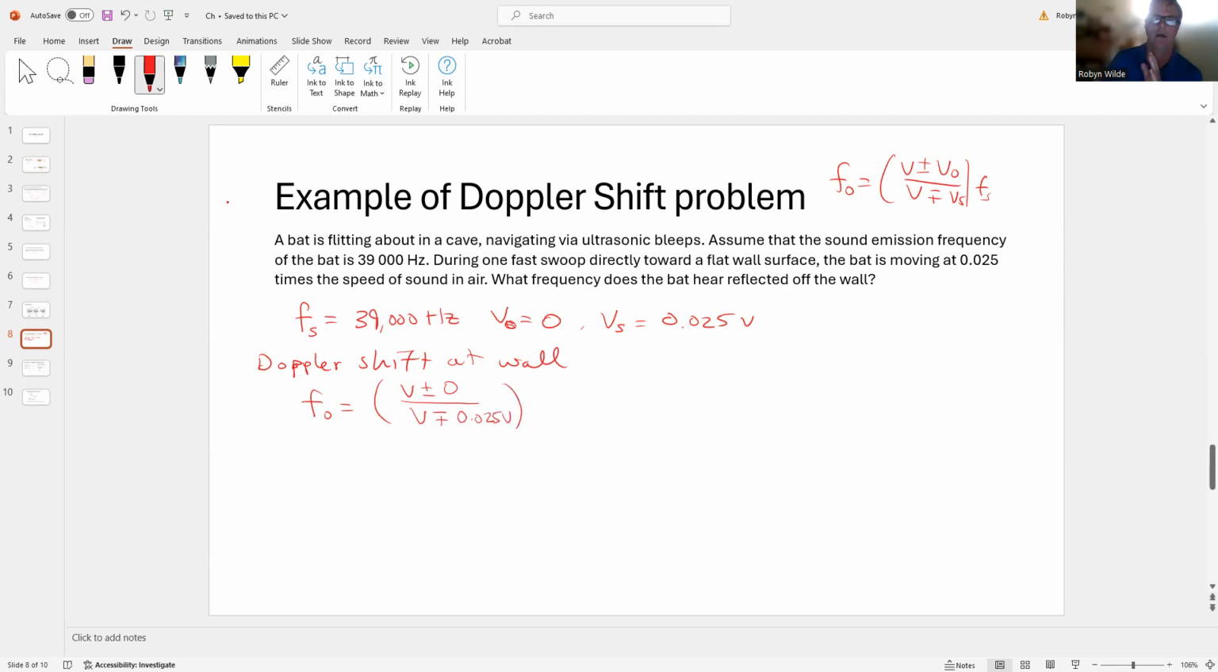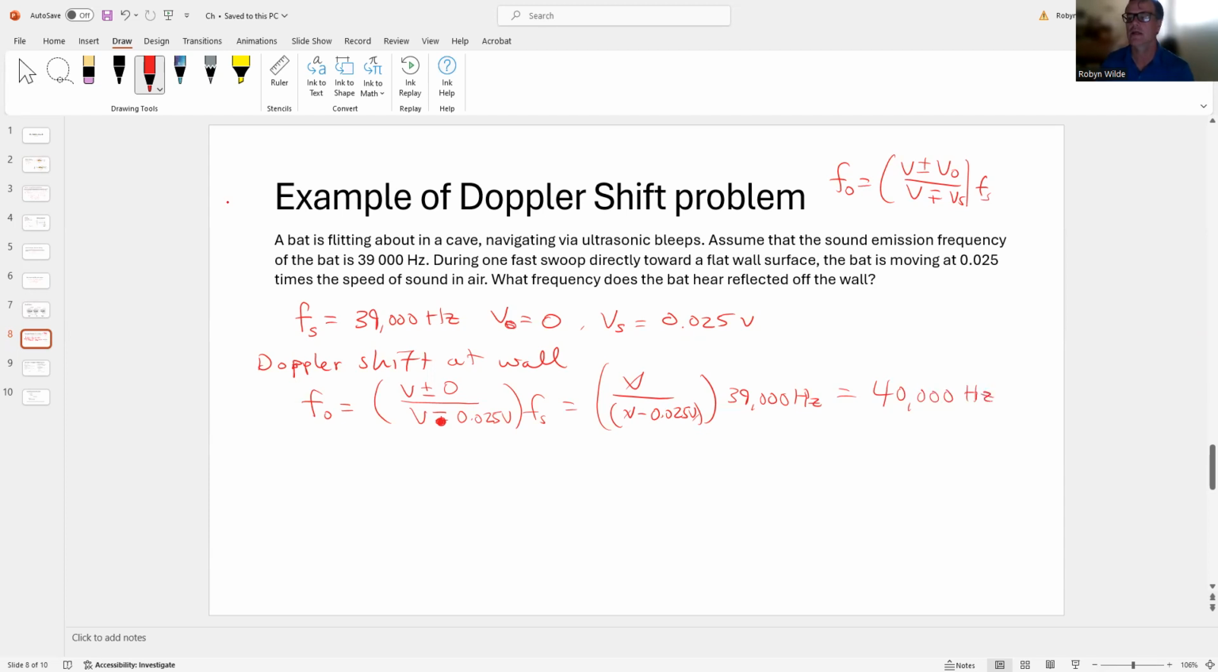The question is now, which sign are we going to use? Well, it doesn't matter for the top, but for the bottom, we know that the bat is moving toward the wall, and we need a higher frequency. We're going to use the minus sign. So we're going to get v over (v minus 0.025 v) times the 39,000 hertz. Now, I don't need to plug in the speed of sound because the v's will cancel. And if you do this, you'll end up with about a 40,000 hertz frequency.